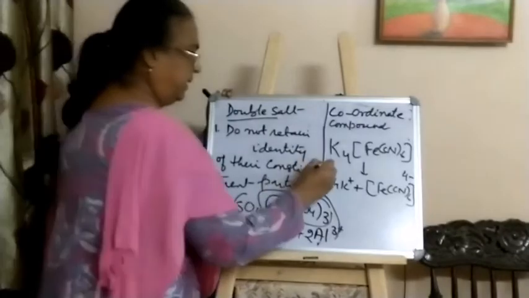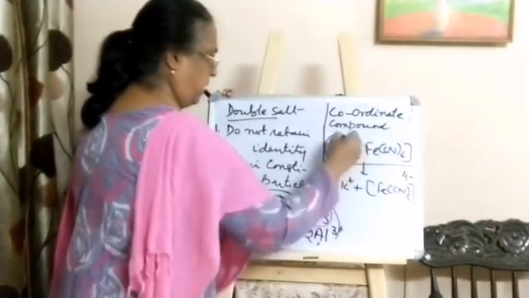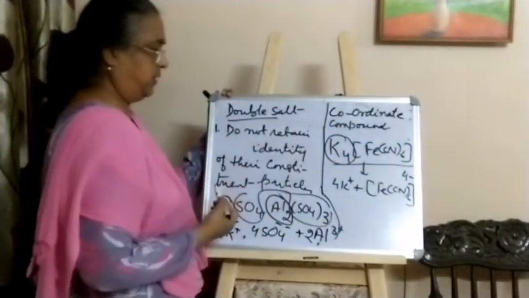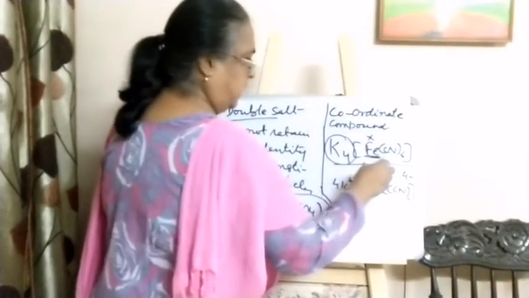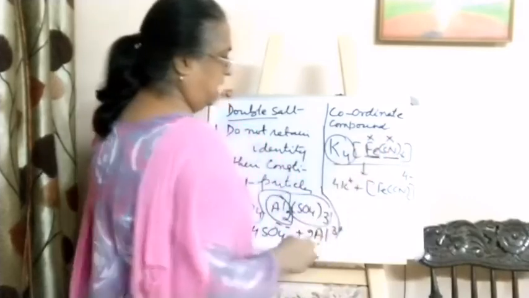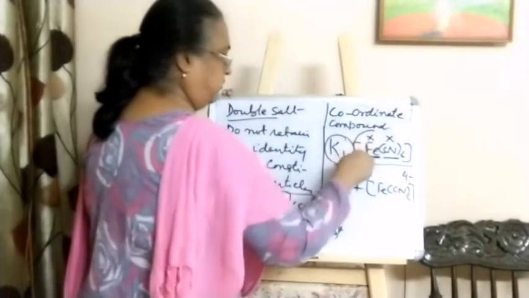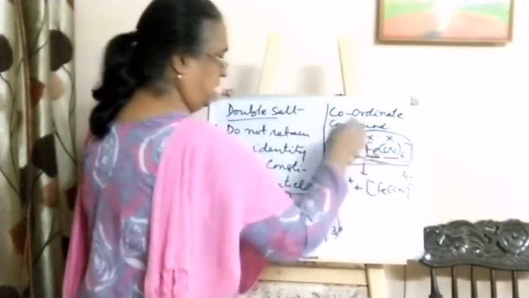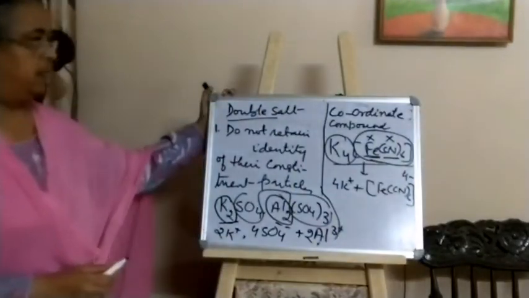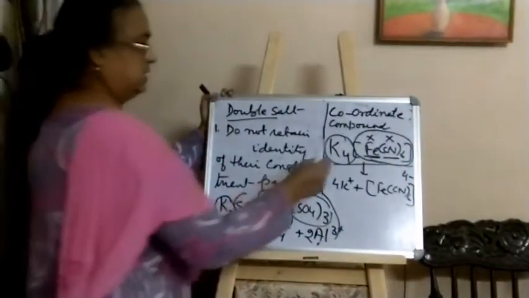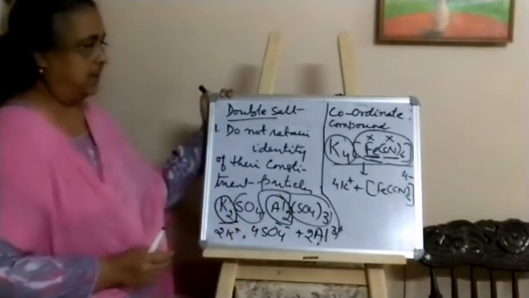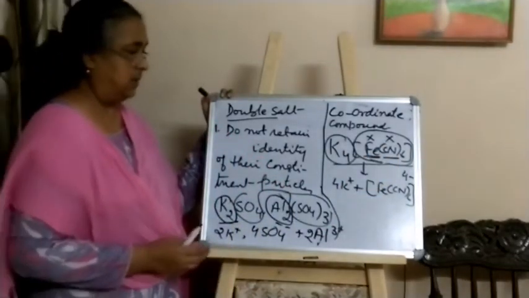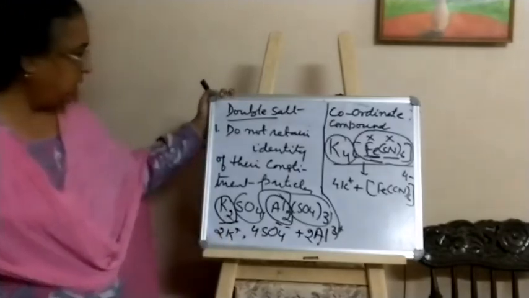So this will give the test for potassium ion, no doubt, because this is the ionic sphere, but it will not give the test for Fe, and it will not give the test for cyanide. Instead, it will give the test for ferrocyanide as a whole. So the complex part is this, and in the complex, the ions are not getting separated, so it retains its property.